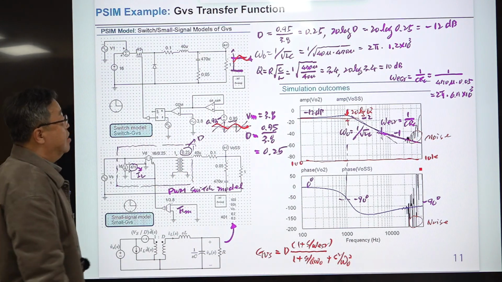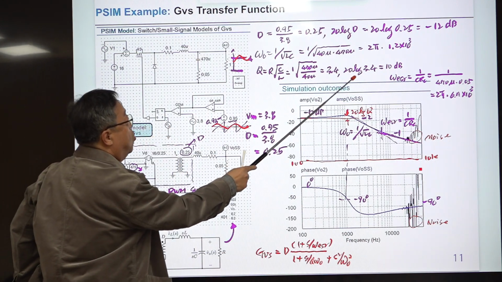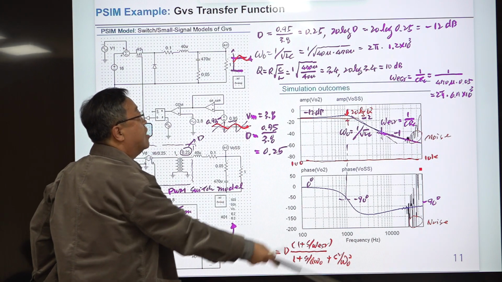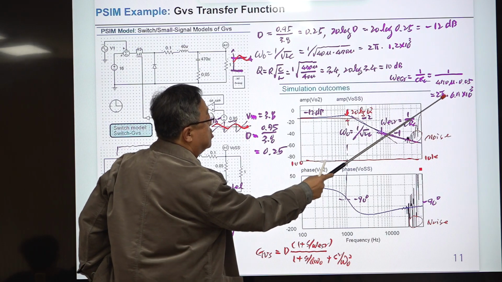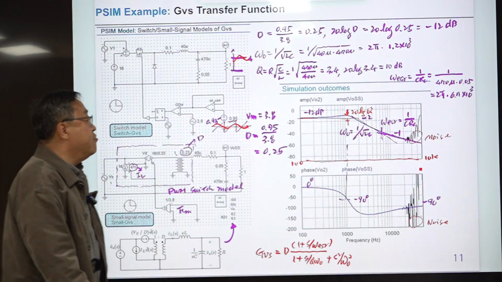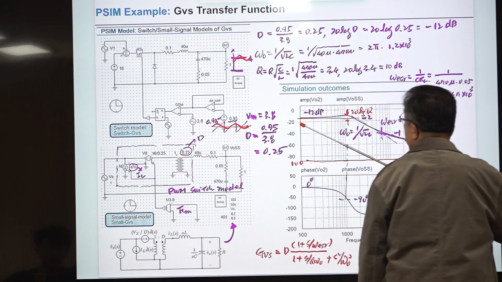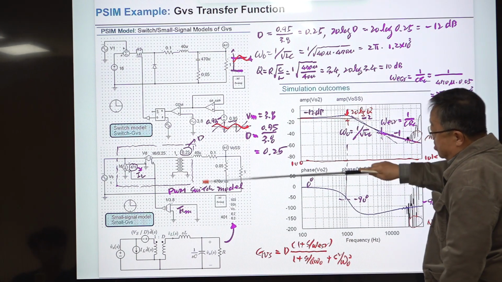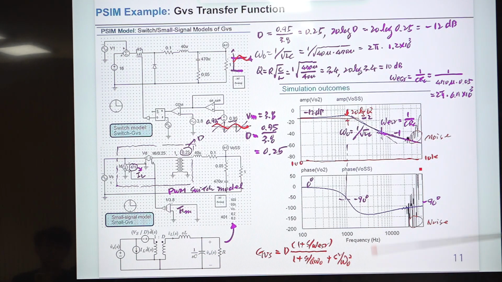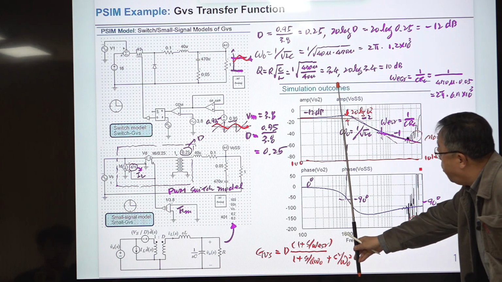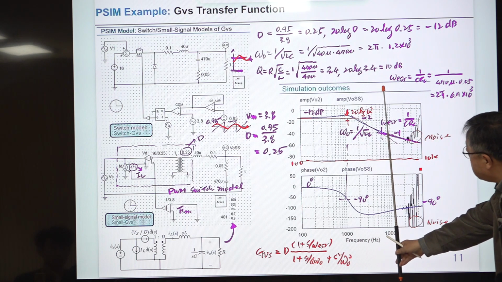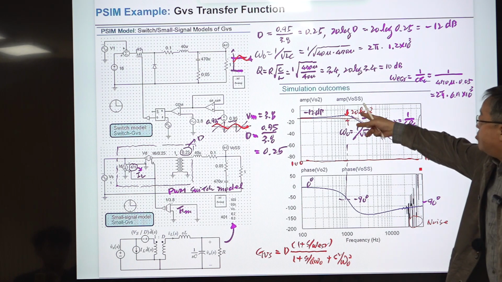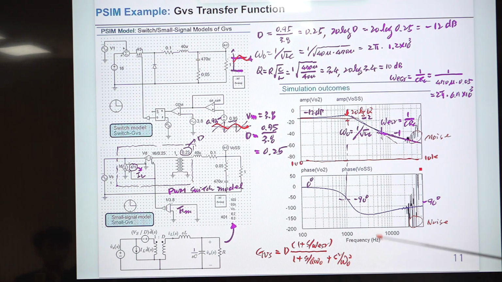We went through this, okay? And that value is this, 20 log 3.4 is this, and omega ESR is given by this, which is this, okay? And I compared the simulation result of this one, which are the same, except this high frequency noise, and this is the double pole frequency, and this is the ESR 0, and this is the peaking due to the Q, right? And at this frequency, phase is 0 because this is the constant, okay?